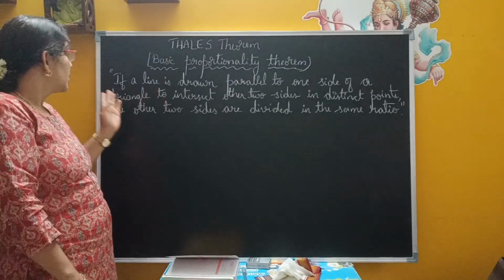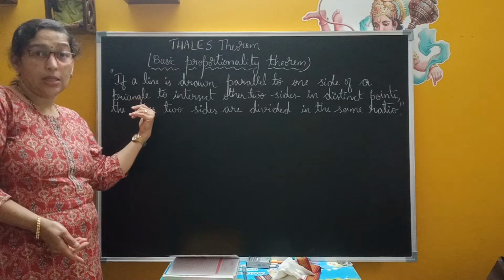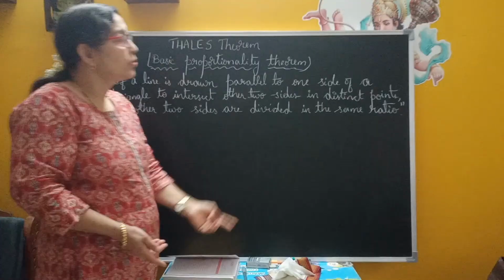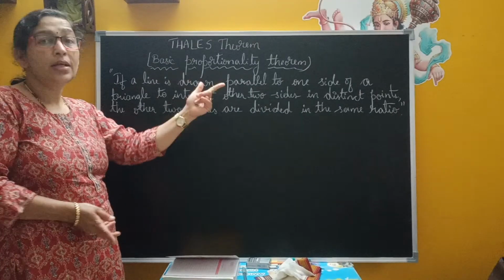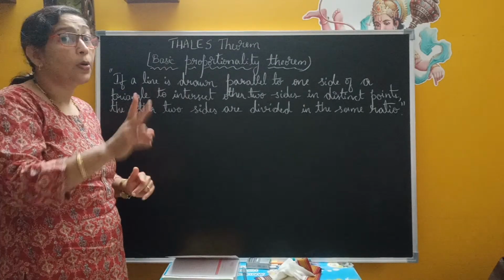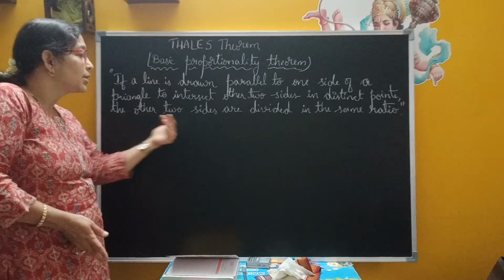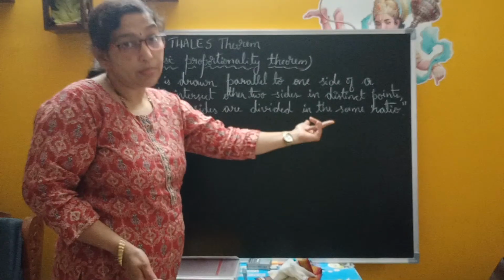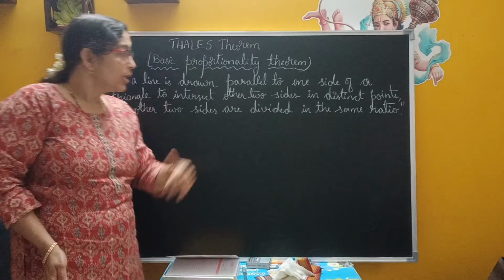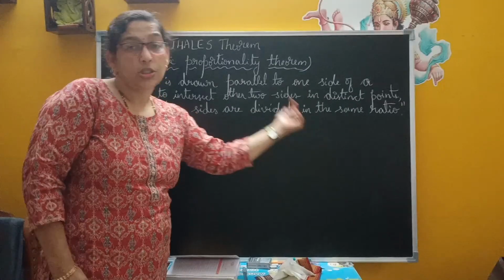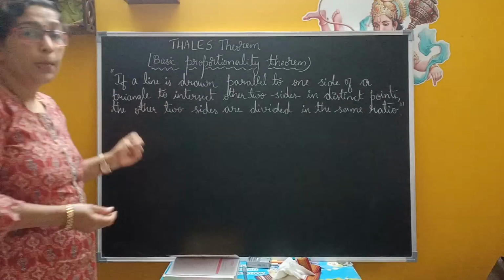The statement of Thales theorem is: if a line is drawn parallel to one side of a triangle to intersect the other two sides in distinct points, distinct means two different points, the other two sides are divided in the same ratio. The other two sides, for which the parallel is not drawn, are divided in the same ratio. What is the meaning of this statement? Let us learn this with the help of a figure.